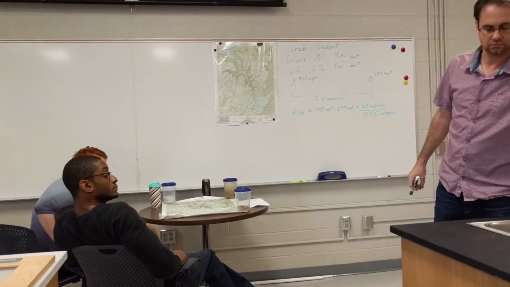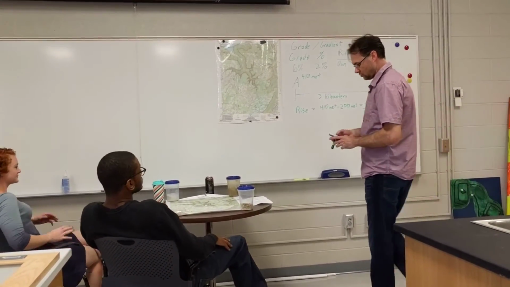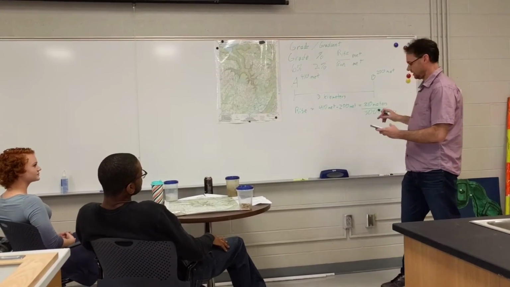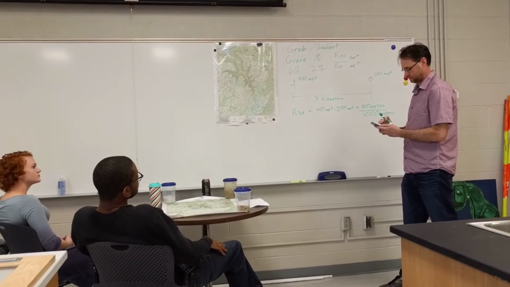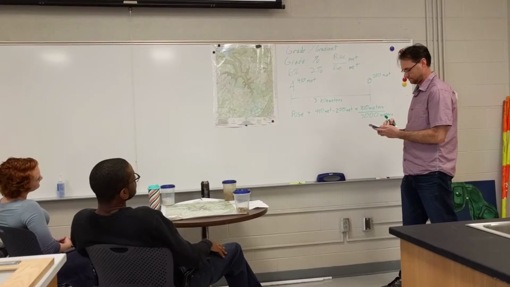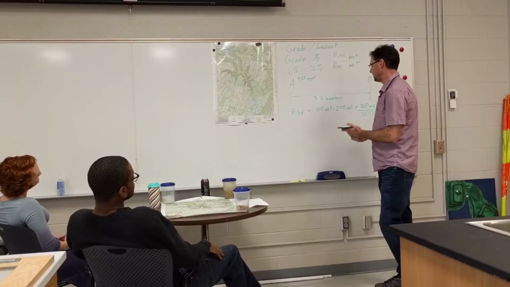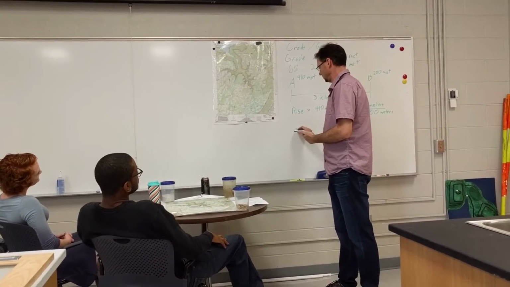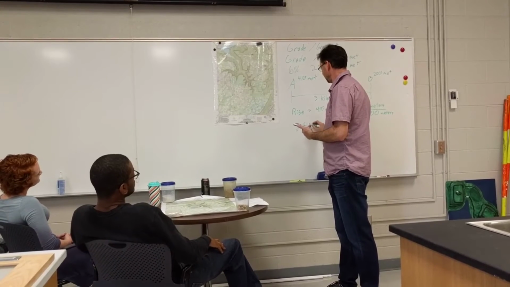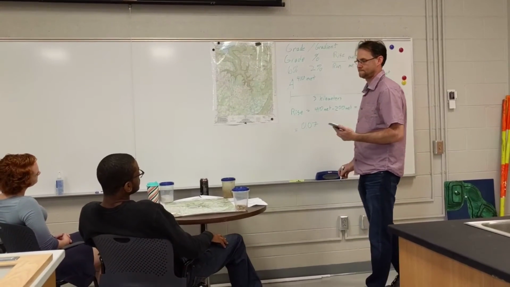Who has a calculator handy? I have one. So what we're going to do then is divide 210 by 3,000, and that equals 0.07. Are we done? No.